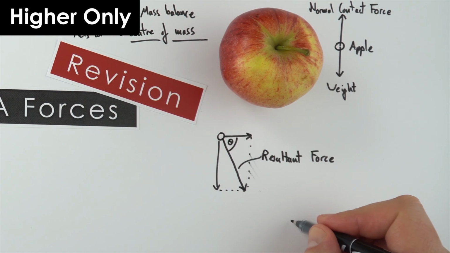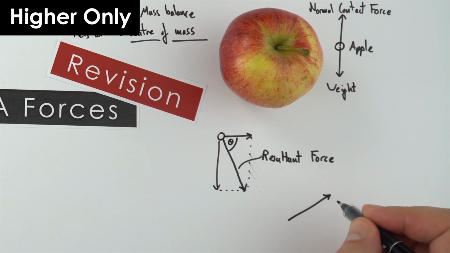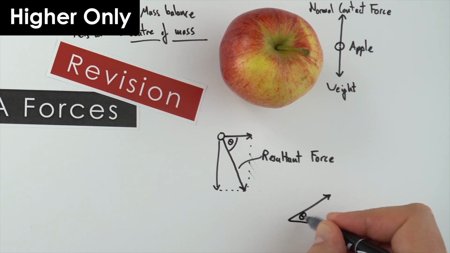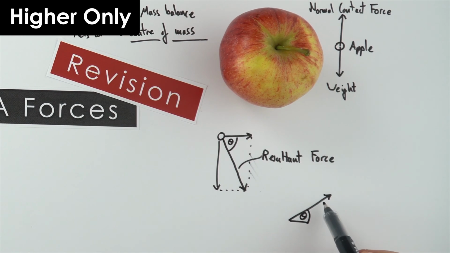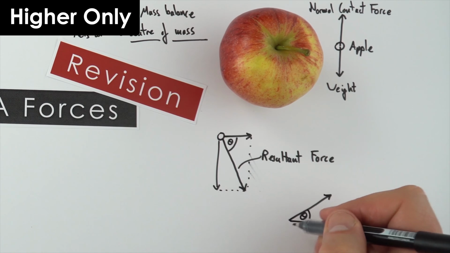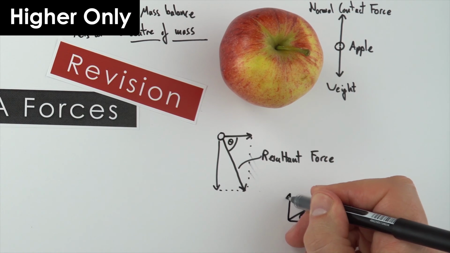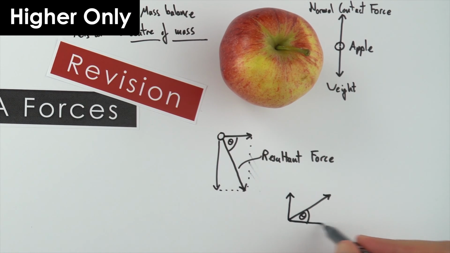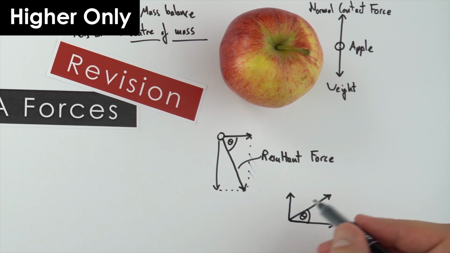Something we can do which is similar to this is maybe we had a force acting at a certain angle. I'm going to call that theta. We can also resolve this force into its vertical and horizontal components. So if there's a force which is acting up and to the right, effectively there's a size of a force acting upwards and a certain size of force acting to the right.